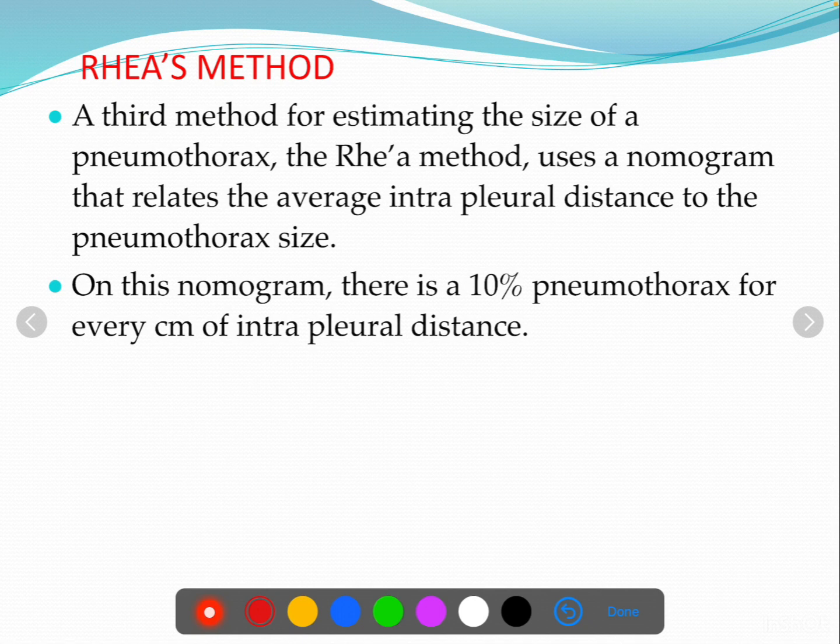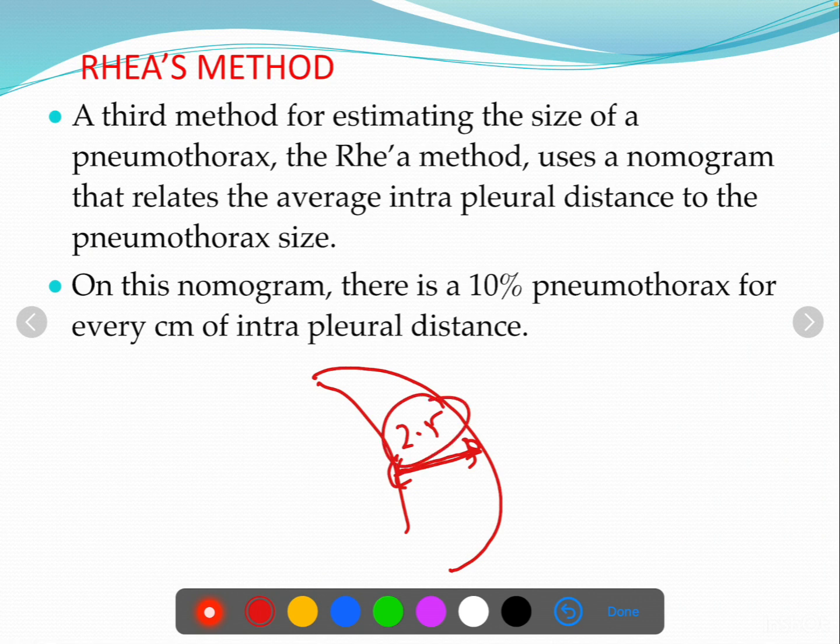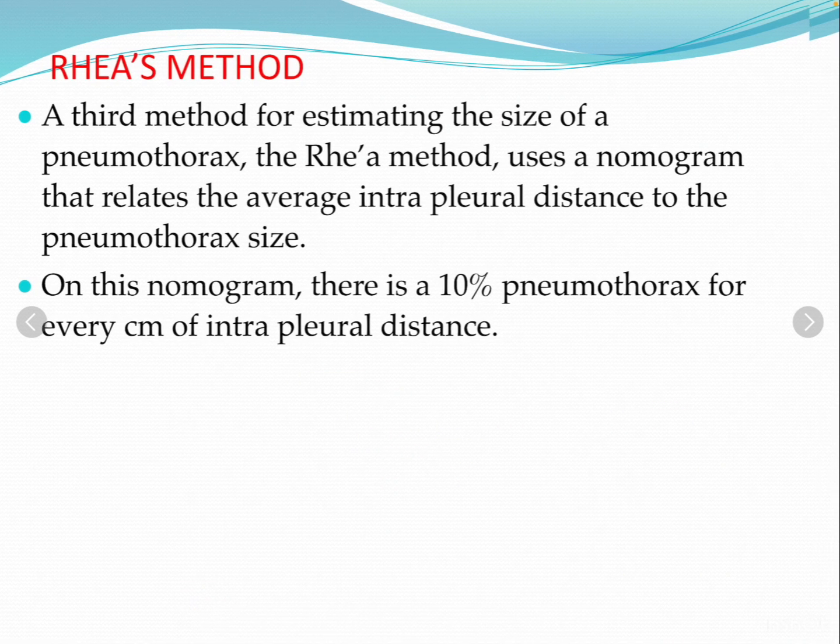So according to them, suppose this is the pneumothorax size. Suppose this distance is around 2.5 centimeters. We will take the maximum distance between the parietal and visceral pleura. If this distance is 2.5 centimeters, then we will directly multiply it by 10. Then it will be around 25%. So this is a very simple way to calculate the percent of pneumothorax.